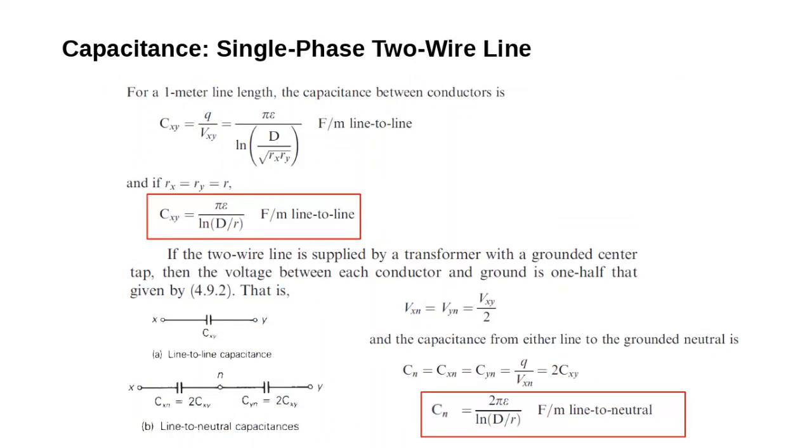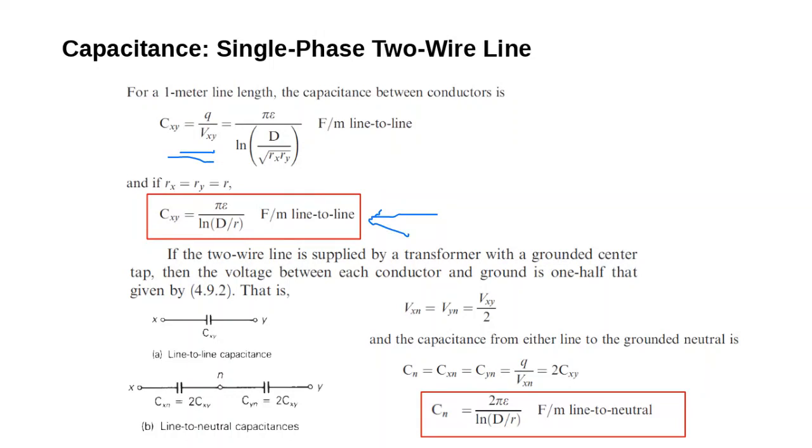From the voltage, we can determine the capacitance. This is our goal here, to determine the capacitance. And this capacitance is simply Q over Vxy. Therefore, we can put it in this form here.